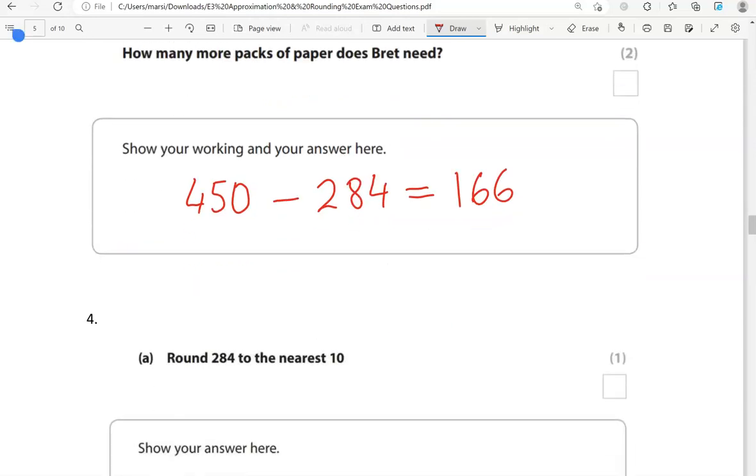Round 284 to the nearest 10. So 284. The 8 represents the tens. So to decide whether we keep that as an 8 or we go up to 9, we look at the 4. So 4, that is below 5, so we're going to keep this as 8, rounding down, in other words. The digit in front remains the same, the digit after becomes 0, so 280.